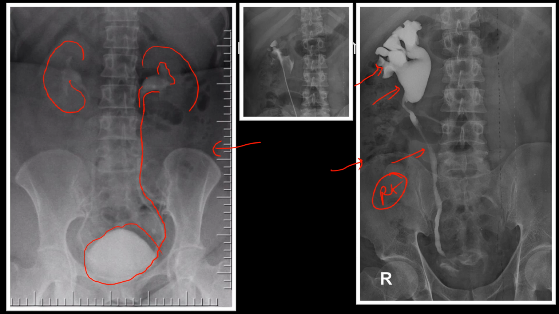How can we differentiate the skiagram of intravenous pylography and retrograde pylography? In intravenous pylography, we can see the shadow of the renal pelvis on both sides, while in retrograde pylography, we can see the shadow of the pelvis only on one side. In addition, in retrograde pylography, we can see a catheter through which the dye is injected. This is how we can differentiate the skiagram of intravenous pylography and retrograde pylography.